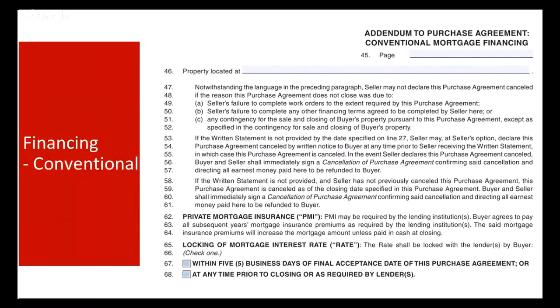Locking of the interest rate. Hey, do we want to lock it? Do we want to have them lock it in within 5 business days of this purchase agreement being accepted, or are we going to let them ride out the rate and they can lock it in at any time prior to closing? Usually, the box in line 68 is what they check right there. Gives the buyer some flexibility regarding their interest rate. They can choose to lock it in right away, or they can wait till closer to closing. I always recommend buyers continue to stay in communication with their lender about that and seek their lender's recommendation.